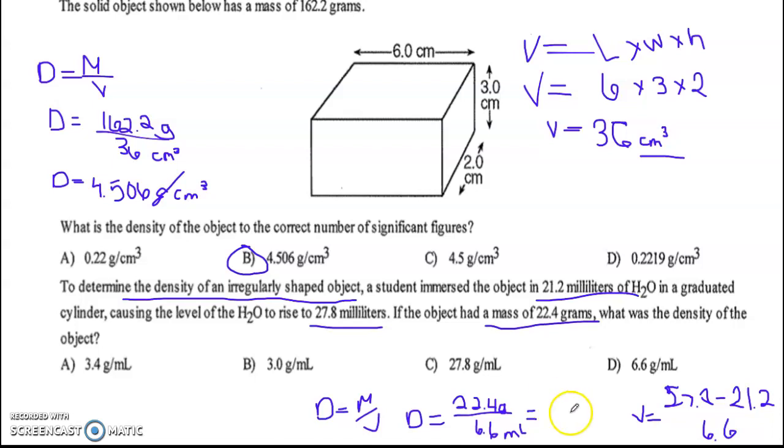And I get 3.39 grams per milliliter. Now, if we look at the answer choices, we're going to notice that we don't see our answer anywhere. So this is an important time when you don't see your answer, you go ahead and round. So 3.39, I can round up to 3.4. And is 3.4 in the answer choices? Yes, it is, letter A.